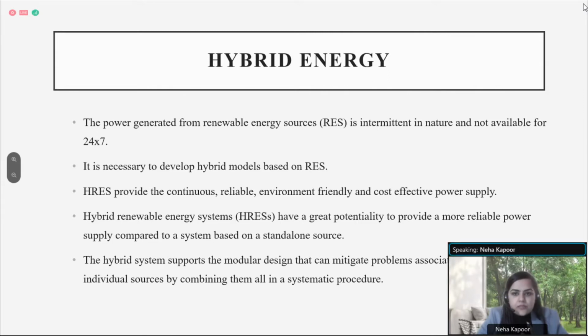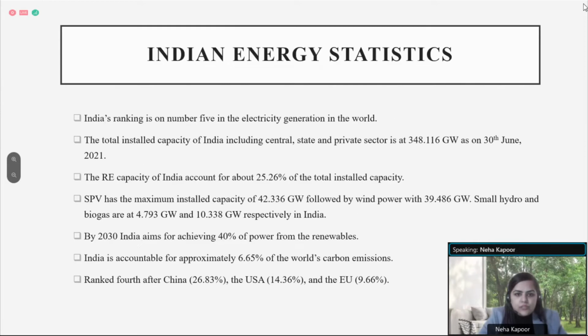Because if I talk of solar and wind, both are contrasting in nature. When we have wind, we don't have sun. When we have sun, we don't have wind. So that's a very good combination, and in India, we can find a great scope. The hybrid systems support a modular design that can mitigate problems associated with the use of individual sources. So that's why we are combining them in a systematic procedure.